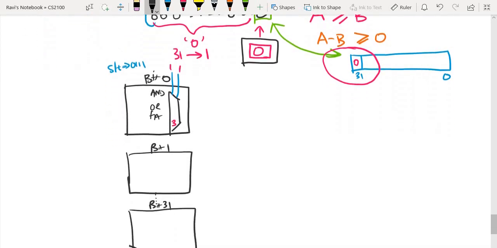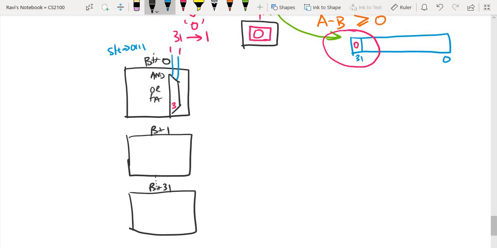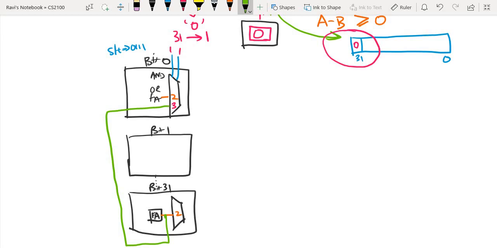All the bits will be doing a subtraction operation, but I only want the result of the full adder for bit 31. As before, the full adder result always goes to input 2 of your multiplexer. Then I take this result from bit 31 and feed it all the way back to the third input of the multiplexer for the bit 0 ALU.